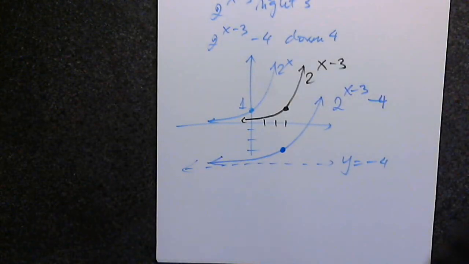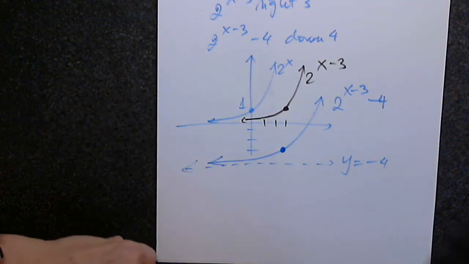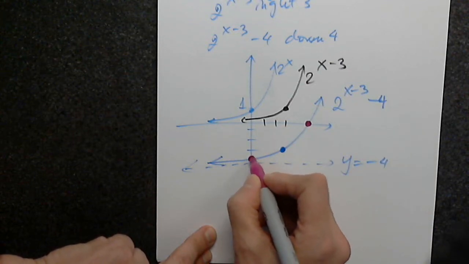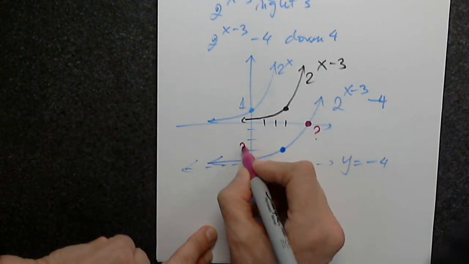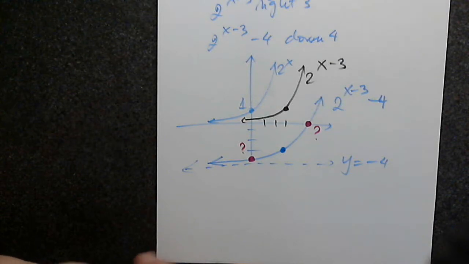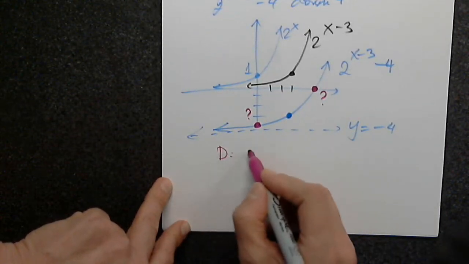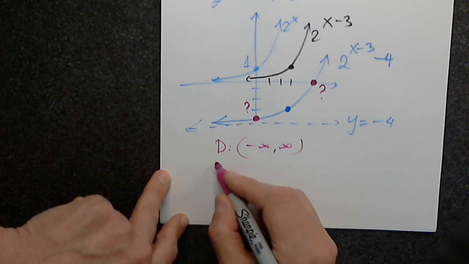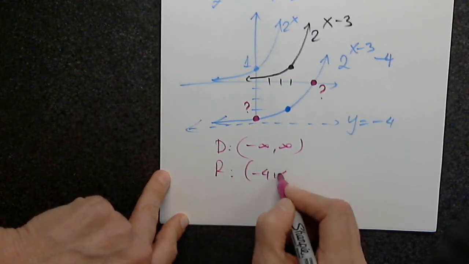However, the problem is also asking us to determine the domain and range, and the x and y intercepts. So these we have to determine algebraically. The domain is clear. Since it's an exponential function, there is nothing to say. However, the range is -4 to infinity.